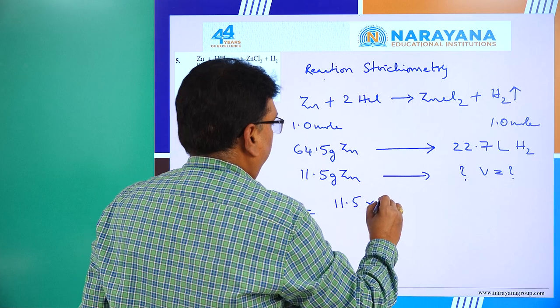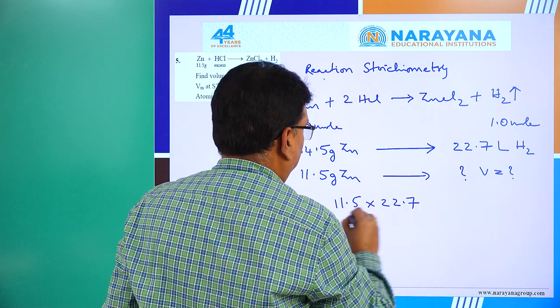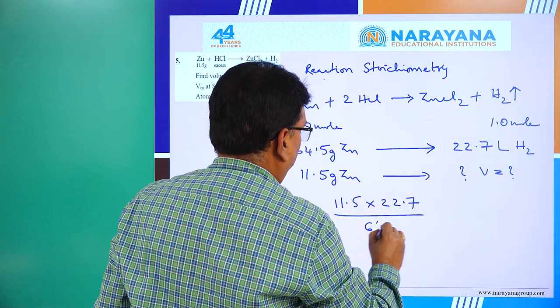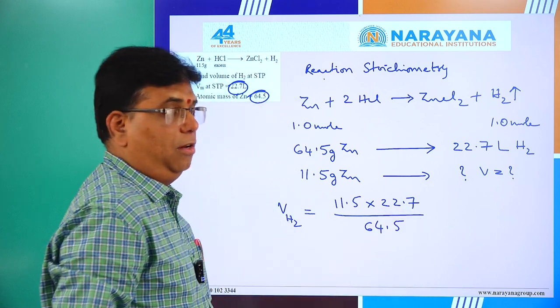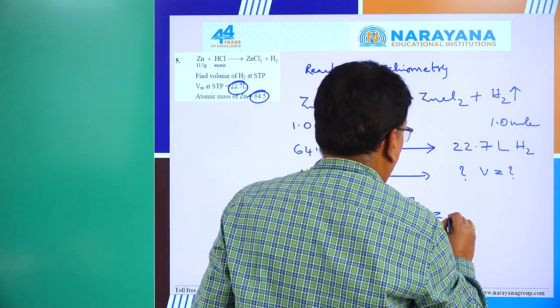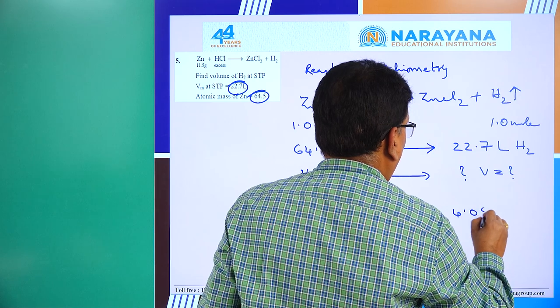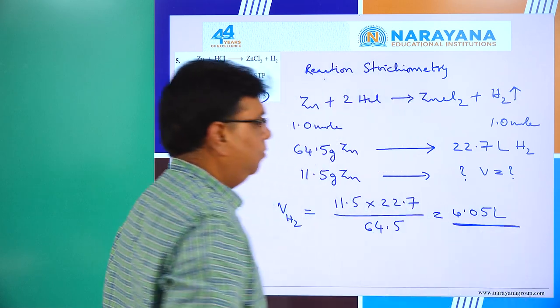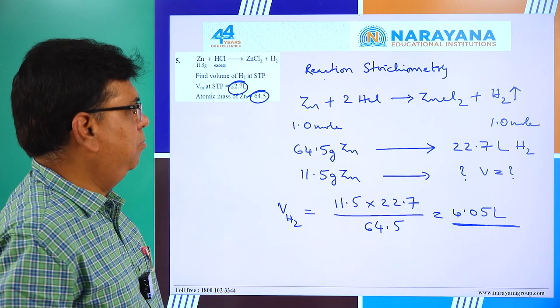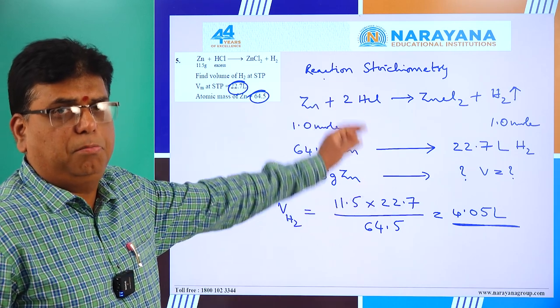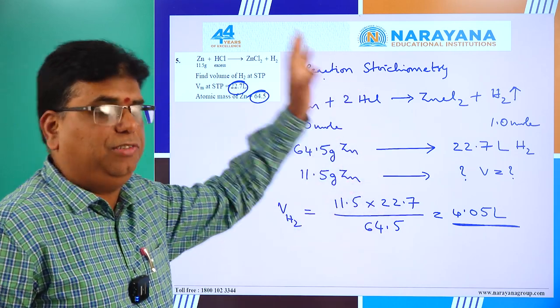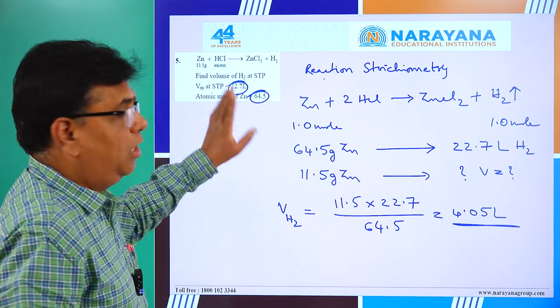So that volume of hydrogen will be equal to 11.5 into 22.7 divided by 64.5. Upon solving this, you will get around 4.05 liters. So simple, straight question, simple stoichiometric calculations, reaction based, all values are given.